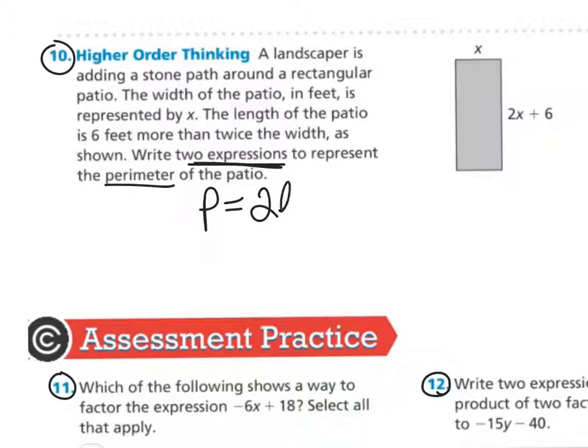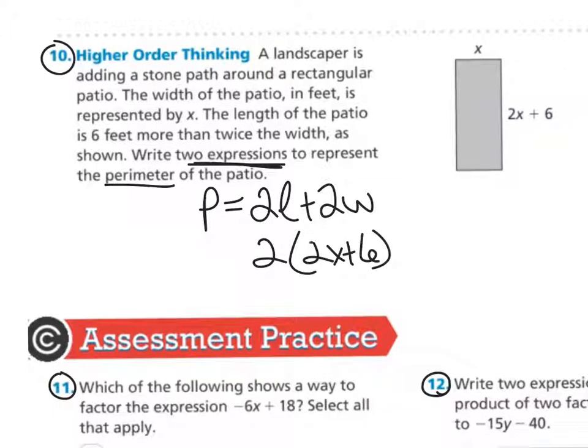So we've talked about before, for a perimeter we have 2 lengths and 2 widths. So if the length is 2x plus 6, we're going to have 2 of those. And we're going to have 2 widths. The width is x. And what we can do here is we can actually distribute. That could actually be one of our expressions right there. Okay? And then we can distribute this.